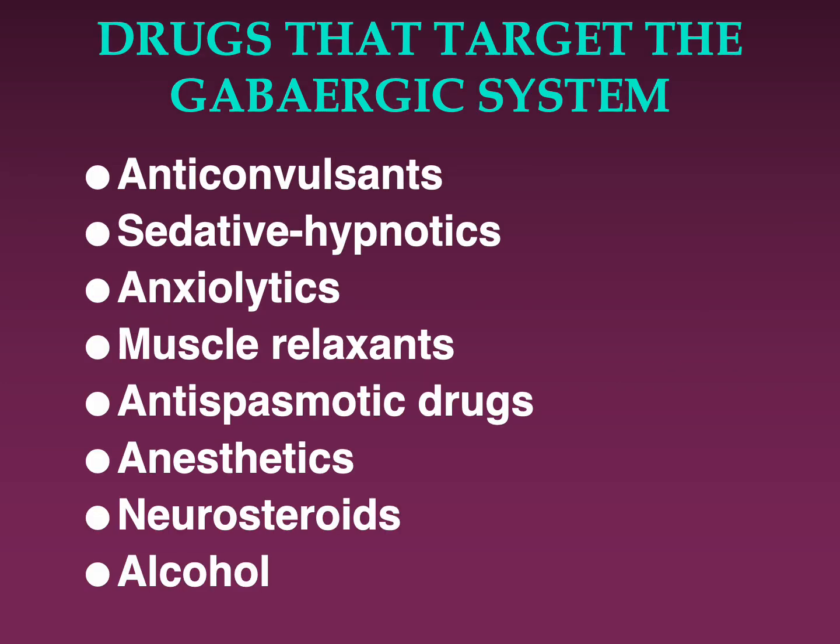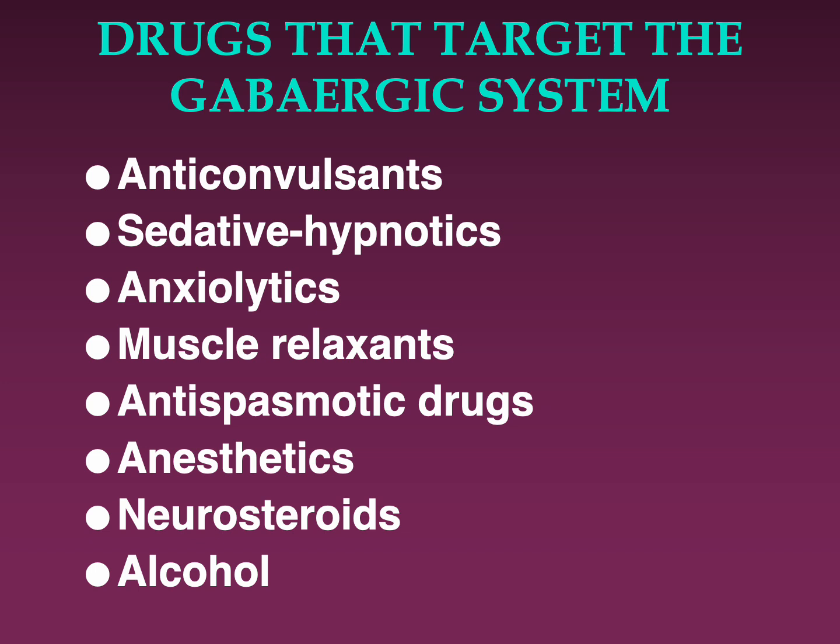And this is just an idea of all the various kinds of drugs that act through binding to a GABA A receptor, this ionotropic chloride conducting channel receptor. The anticonvulsants work that way, sedative hypnotics, anxiolytics, which we're mainly talking about here, muscle relaxants, antispasmodic drugs, inhalational anesthetics are now believed to work through GABA A receptors. There are neurosteroids that act through there, and alcohol. That's one of the targets of alcohol.